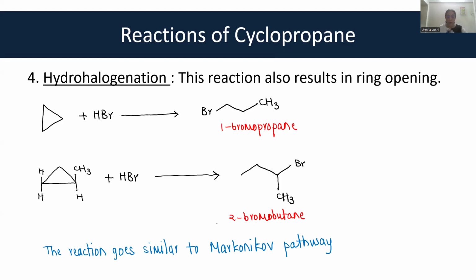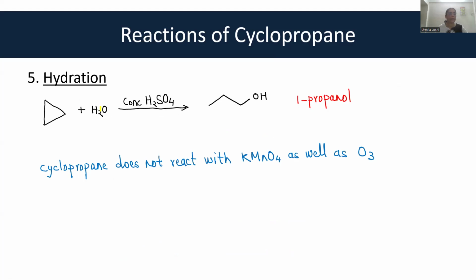The reaction follows Markovnikov pathway, that is Br goes to the more substituted carbon. And therefore, have a look at this. Br goes to the carbon to which already CH3 is attached. And this results in formation of 2-bromobutane.